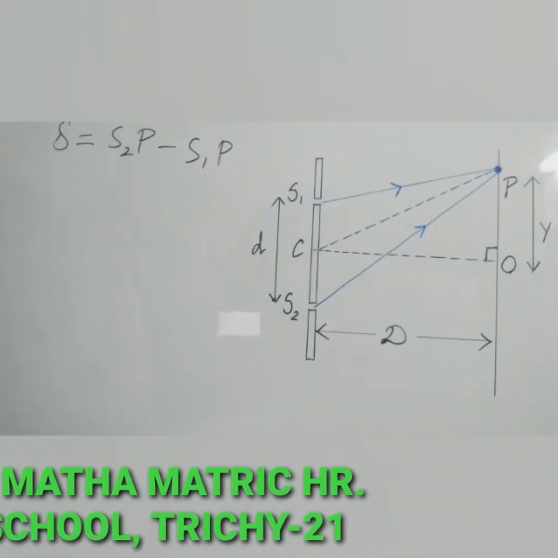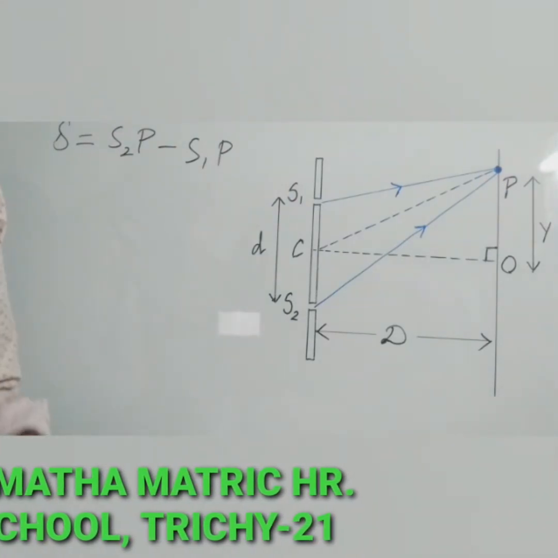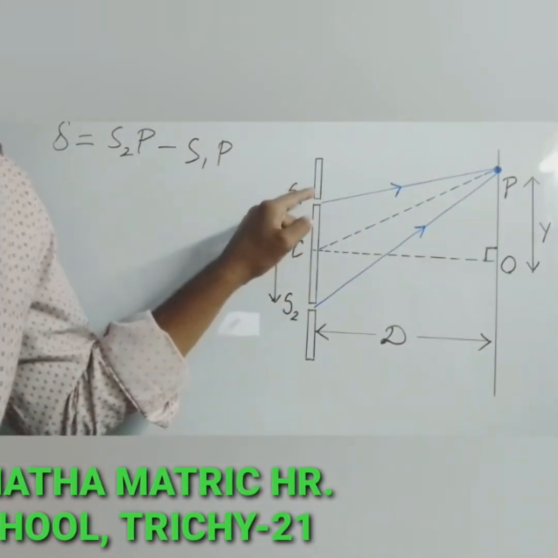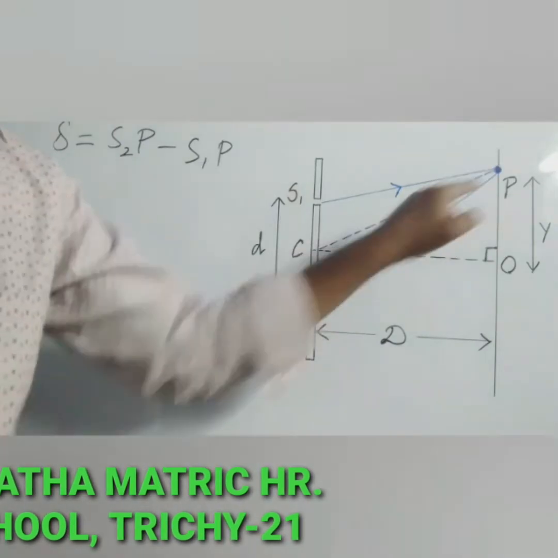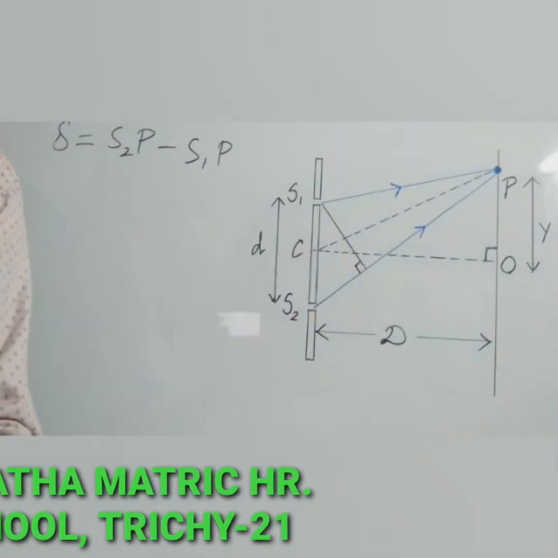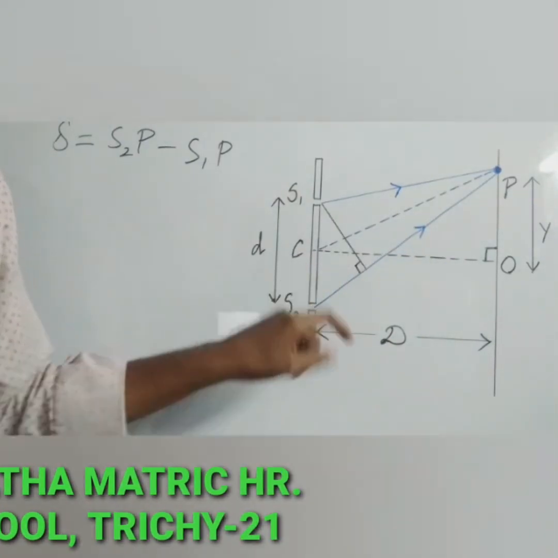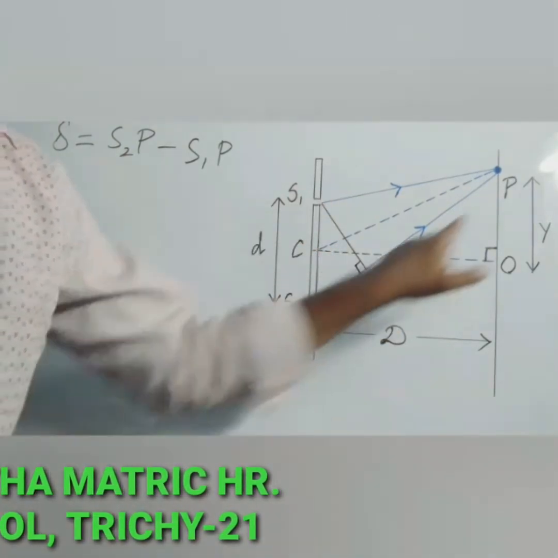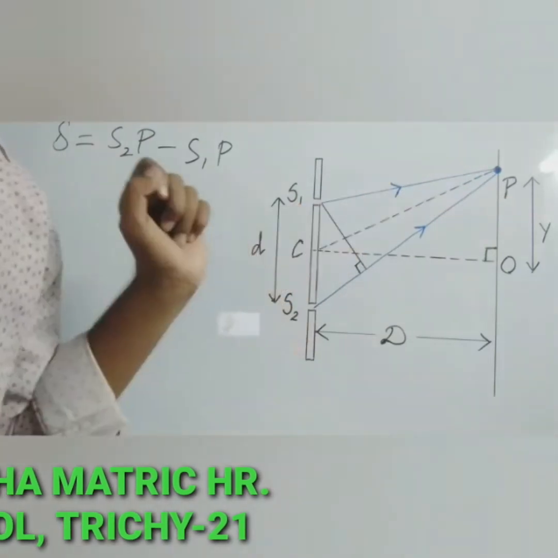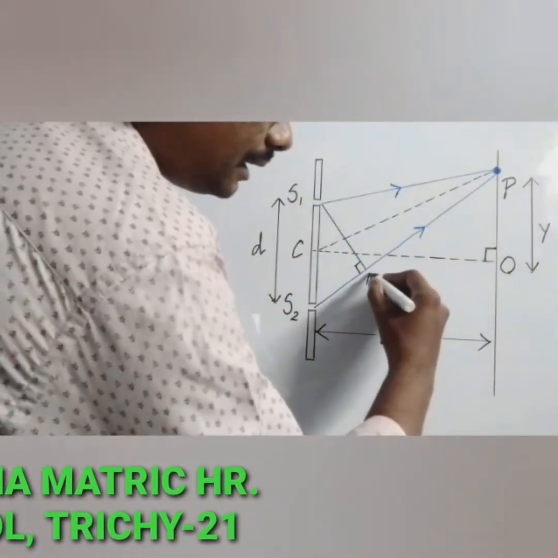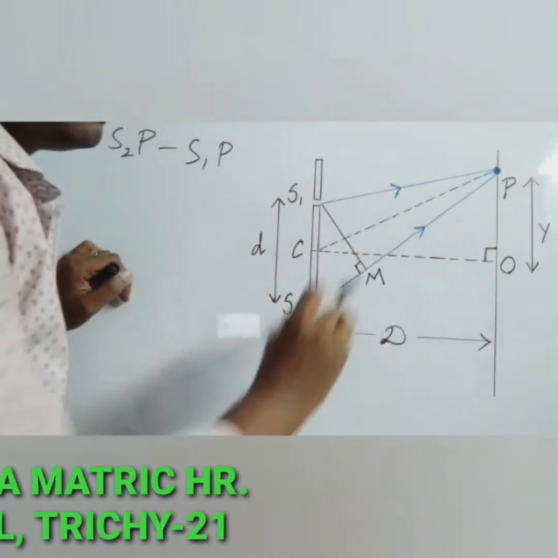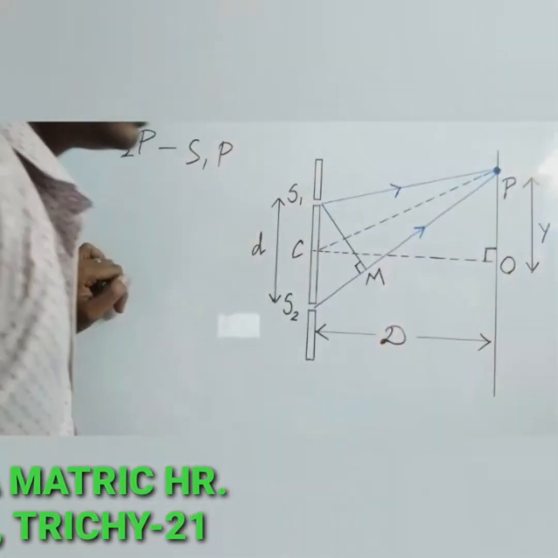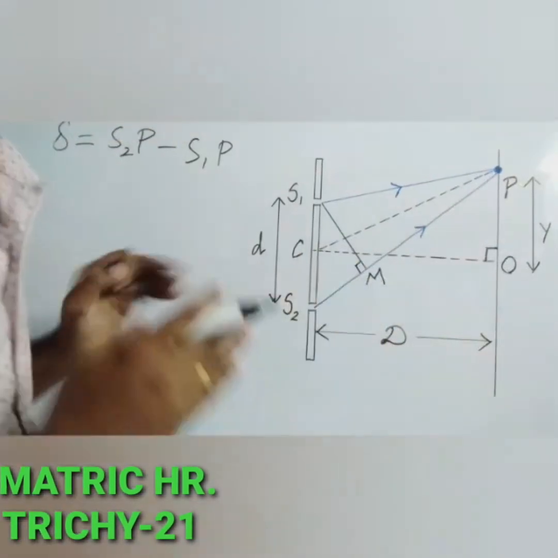Here we have to draw the perpendicular line. A perpendicular line is drawn from the point S1 to the line S2P as shown here. Here what is the angle? Since it is a normal line, it makes 90 degrees with the baseline S2P. Here we can take the point M. For this new diagram, the length S1P and MP both are equal.